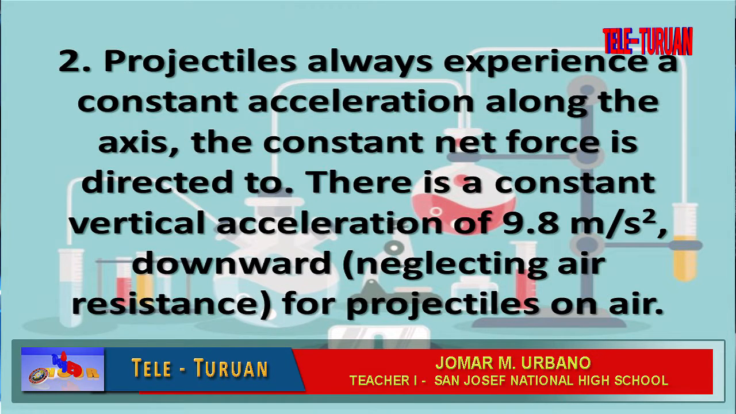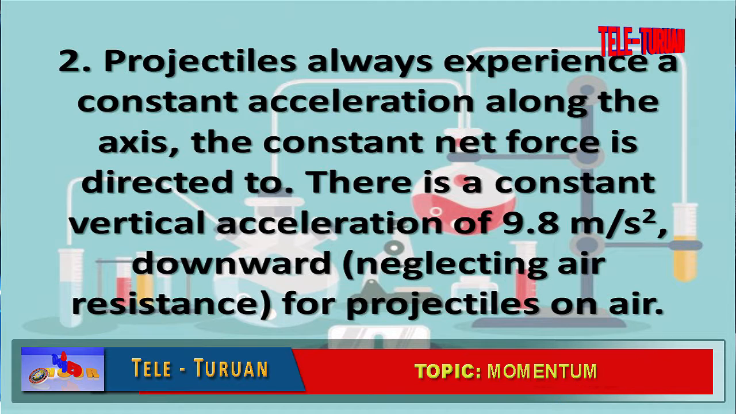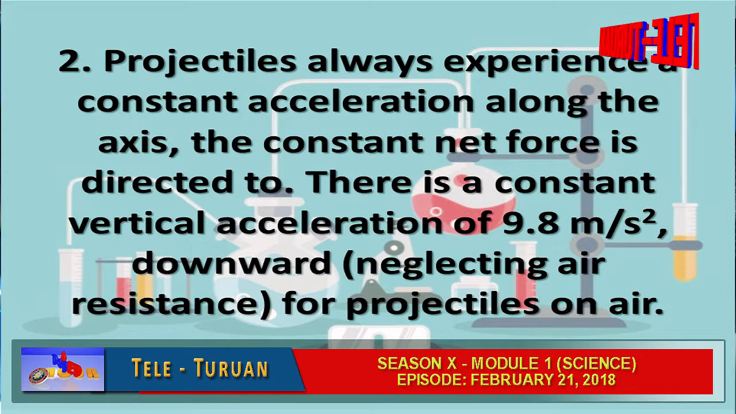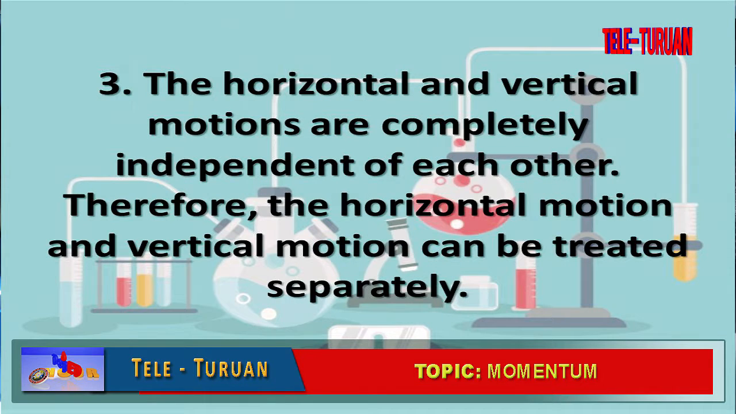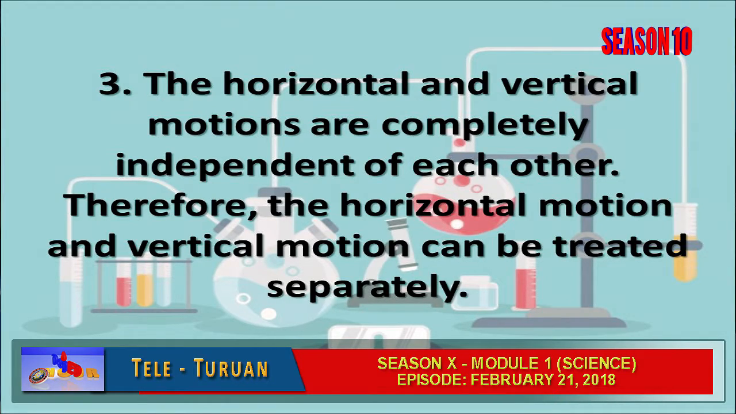Number 2. Projectiles always experience a constant acceleration along the y-axis, and a constant net force is directed to it. There is a constant vertical acceleration of 9.8 meters per second squared downward, neglecting air resistance, for projectiles in air. Number 3. The horizontal and vertical motions are completely independent of each other. Therefore, the horizontal motion and vertical motion can be treated separately.